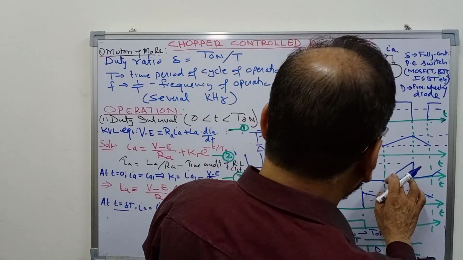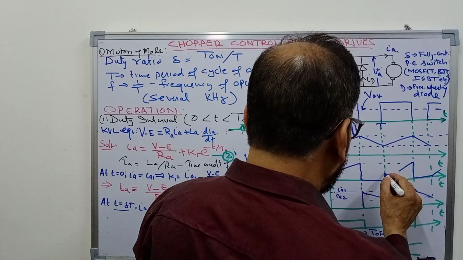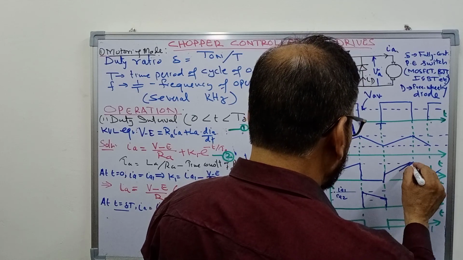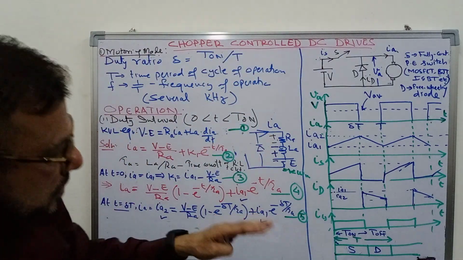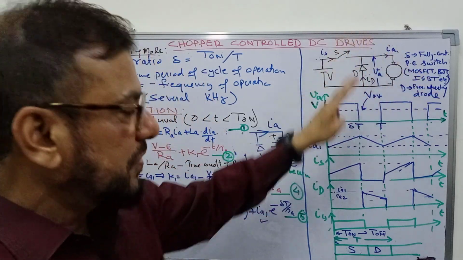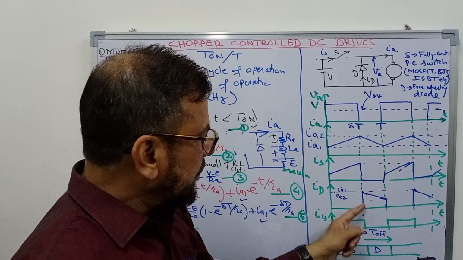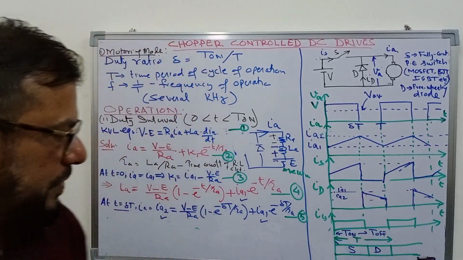I think I have drawn this by mistake here like this. So this is the source current. Similarly, the diode current will flow only when the switch is in the off state. That is, during the off period of the switch, the current will flow like this. So this is the waveform of the diode current.